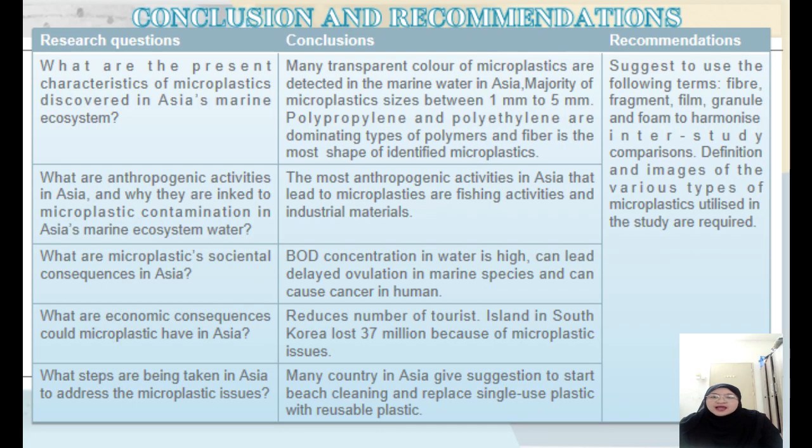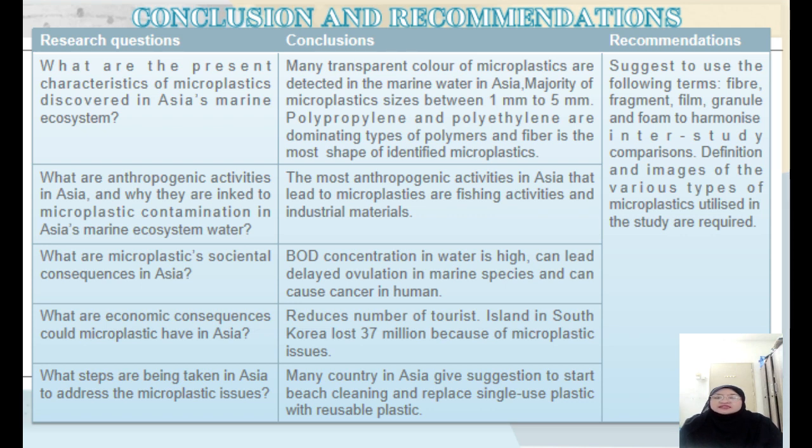As a conclusion, many transparent-colored microplastics are detected in the marine water in Asia. The majority of microplastic is between 1 mm and 5 mm in size. Polypropylene and polyethylene are the dominating types of polymer, and fiber is the most commonly identified shape of microplastic. The main anthropogenic activities in Asia that lead to microplastic are fishing activity and industrial activities.